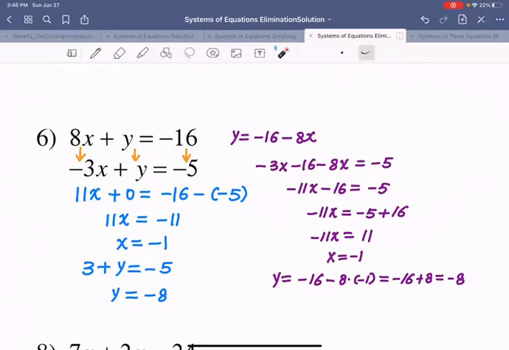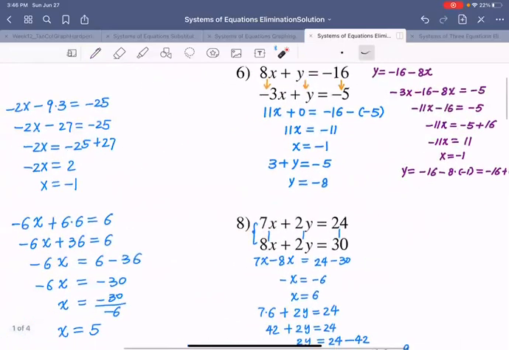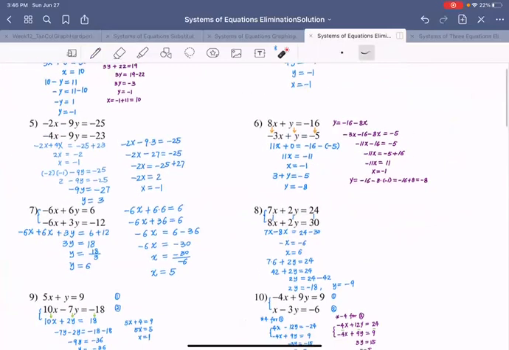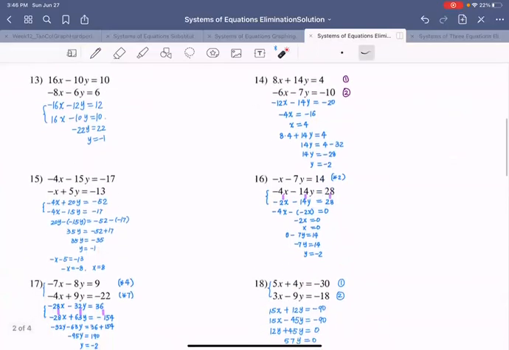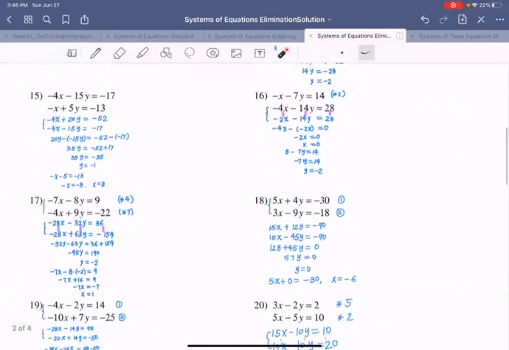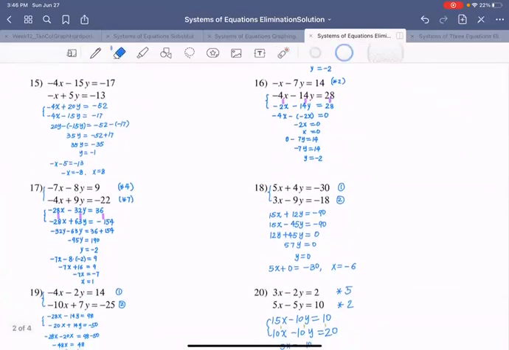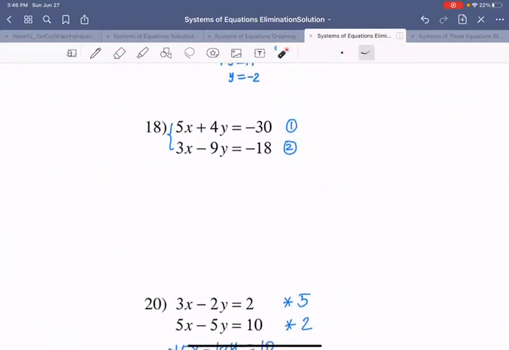Okay. All right. Now I'm looking for a hard one for Ethan, okay? Because he's the most advanced student in this class. Number 18. Let's do here.